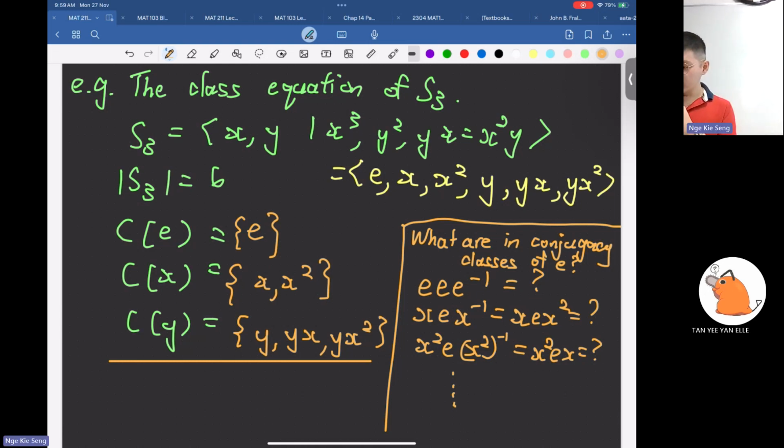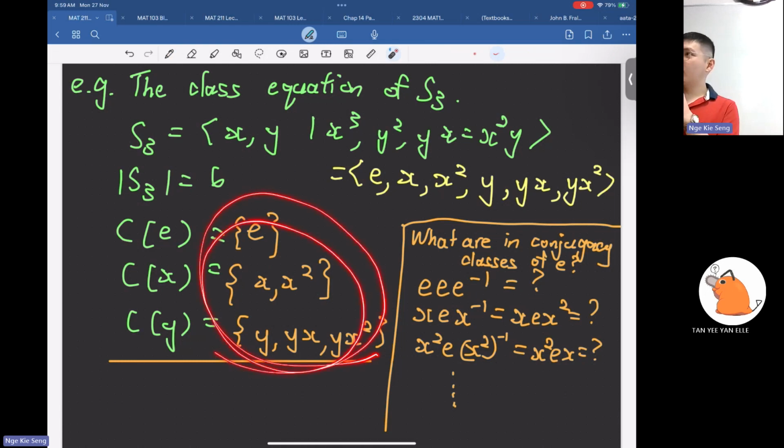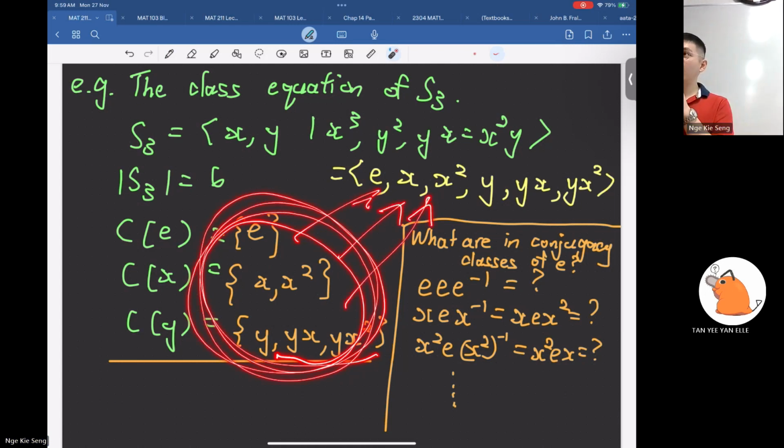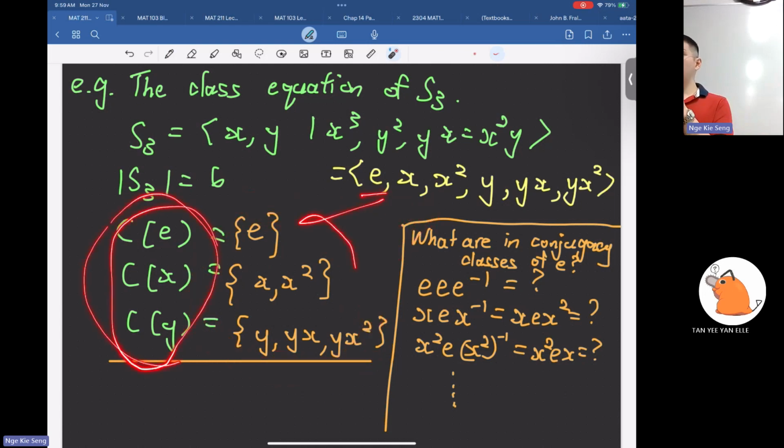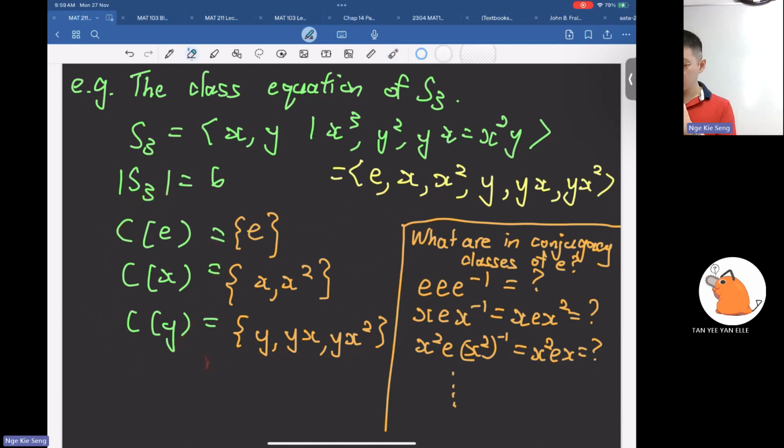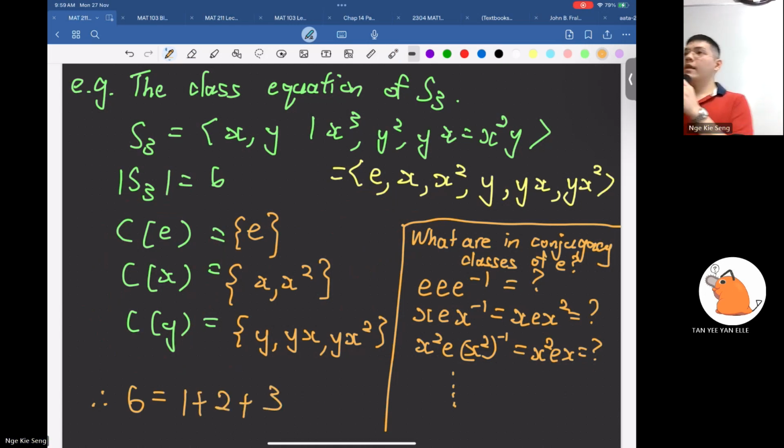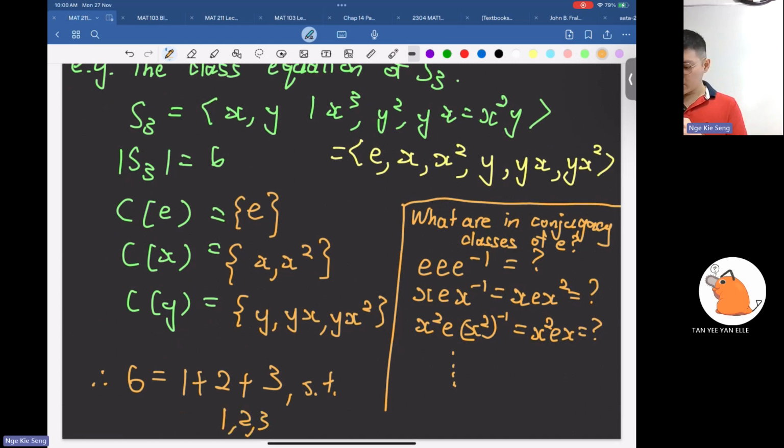You see, there are 6 elements here. But these 6 elements are coming from the elements of the group, and they live in different sets. This means these orbits partition our group. And the class equation here is what? 6 equals 1 plus 2 plus 3. And 1, 2, 3 all divide 6, with the number 1 inside there. So this is the class equation for 6.